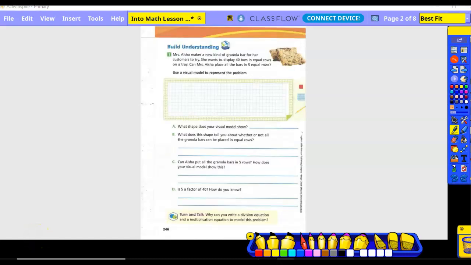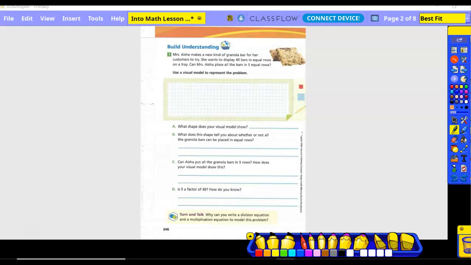Builder, number 1. Mrs. Aisha makes a new kind of granola bar for her customers to try. She wants to display 40 bars in equal rows on a tray. Can Miss Aisha place all the bars in 5 equal rows? So before we even start, is 5 a factor or multiple of 40?